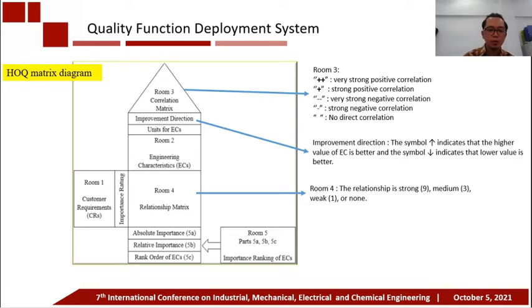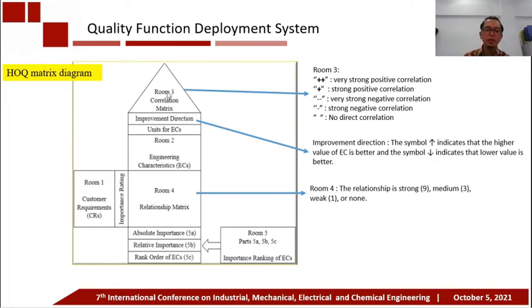In room 2, engineering characteristics, we get the engineering characteristics from researchers or experts in their respective fields. In the improvement direction, we decide whether higher is better or lower is better. A symbol like this indicates that a higher value of the engineering characteristic is better, and a symbol like this indicates that a lower value is better.